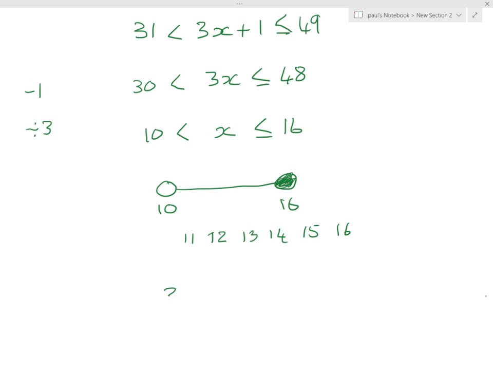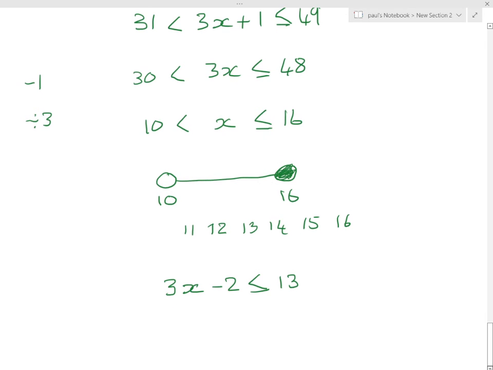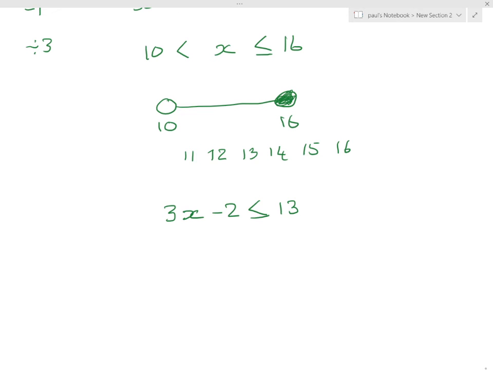Good. So let's do 3x minus 2 less than 13. What we're going to do here, this is x just on one side. So let's add 2 to leave us with 3x. Add 2 there, that gives us 15. And then divide by 3, so x is less than 5.